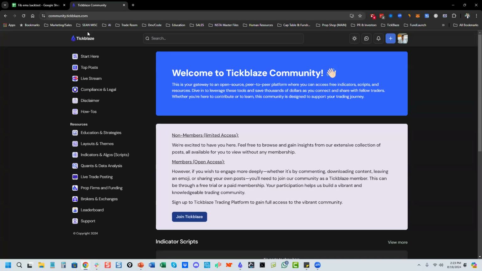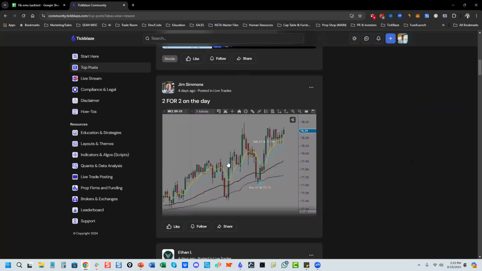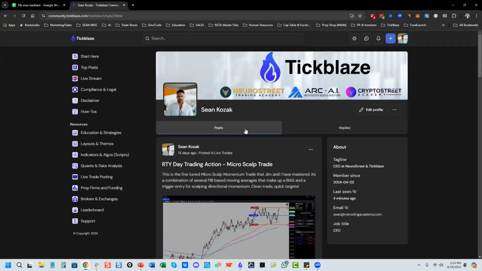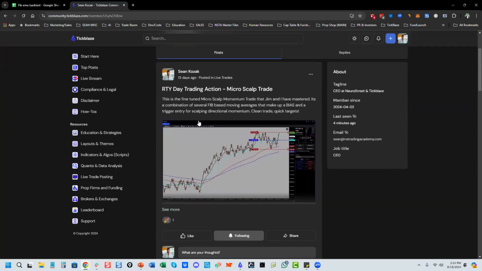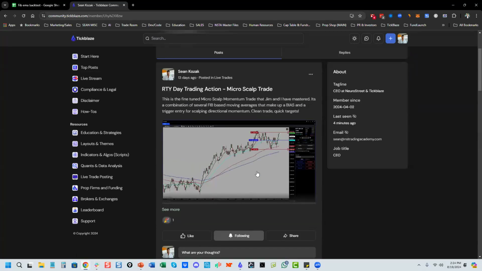One of the things I wanted to do is trade and post my trading. Why? Because we have other traders, myself, Ethan, and Jim, posting our trades. You can see Ethan's posting his trades, Jim's posting his trades in here. And I'm also posting trades because I'm basically documenting. This was 13 days ago, 14 days ago, 15 days ago. All of my trading journal, I've been trading this live and posting these trades to show traders when they come into TickBlaze what to do in the community. I wanted to document my live trading journey, right?